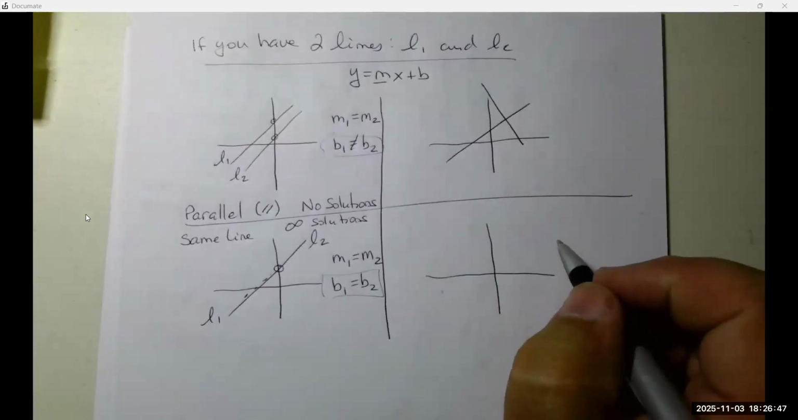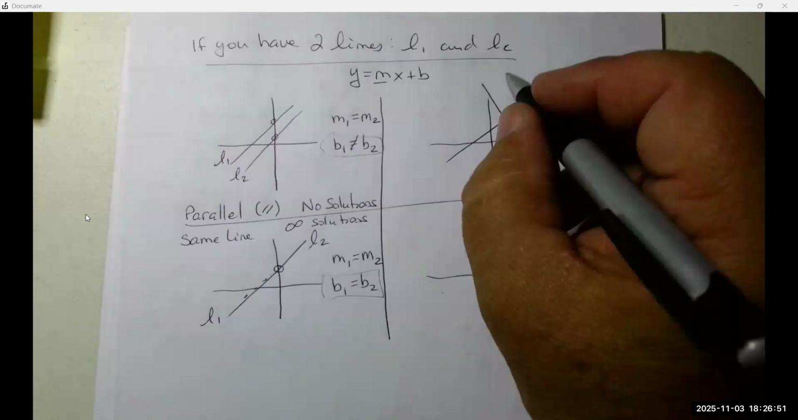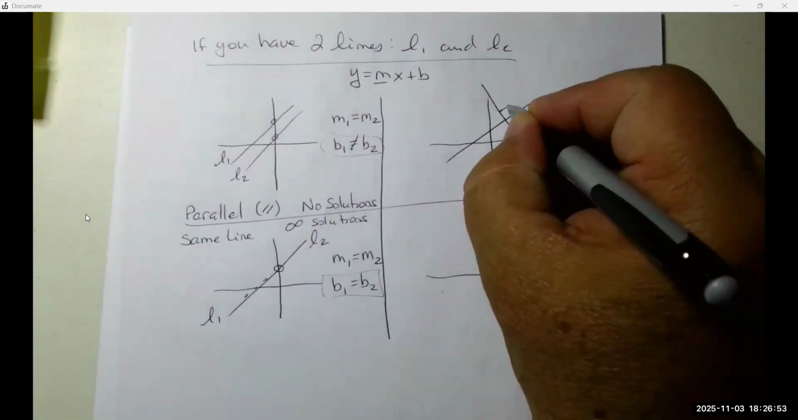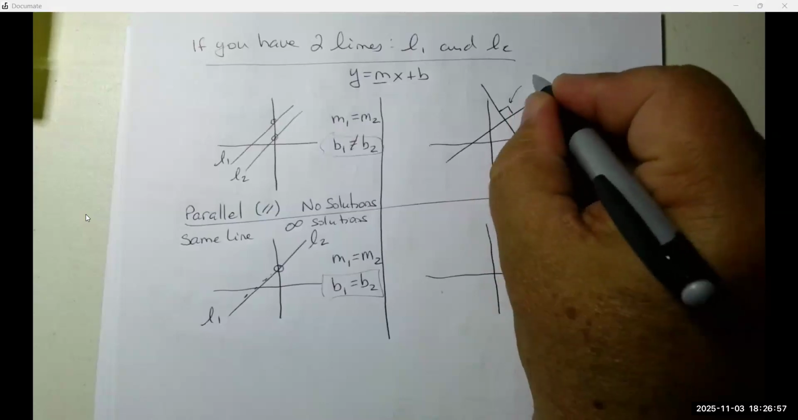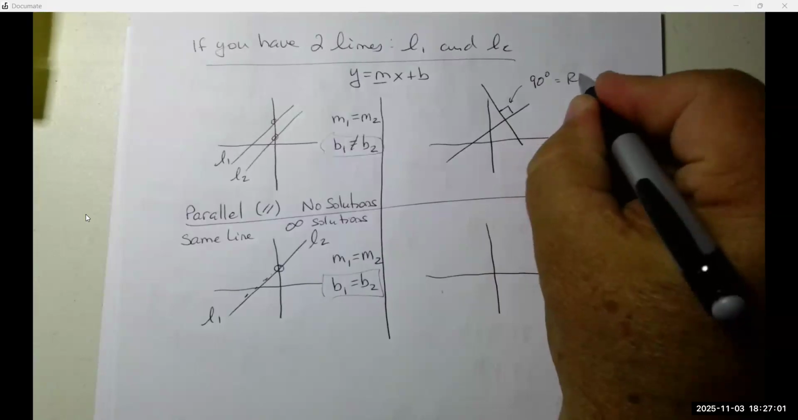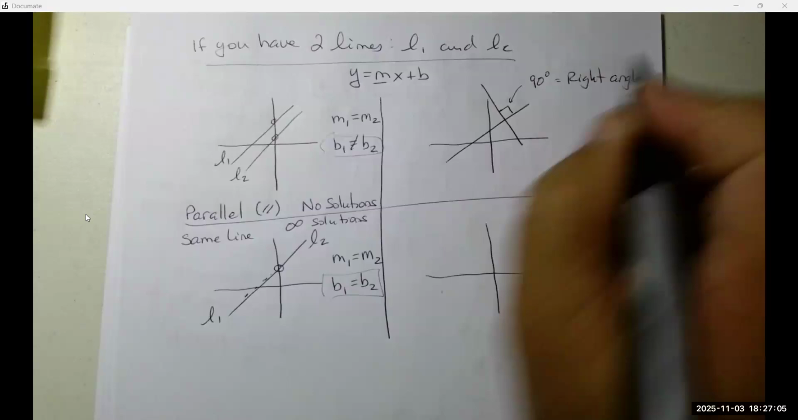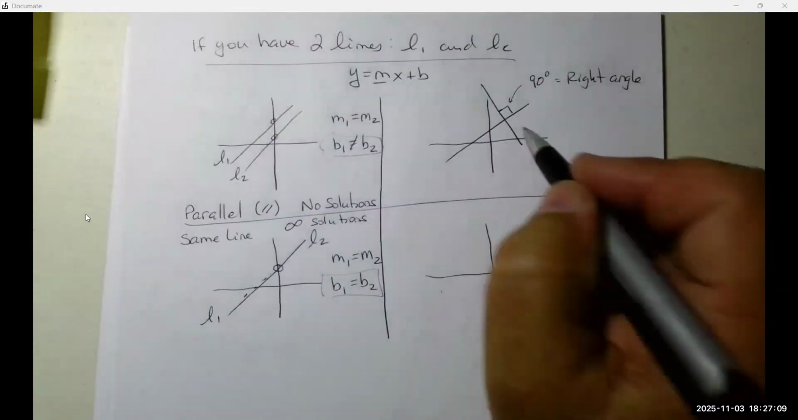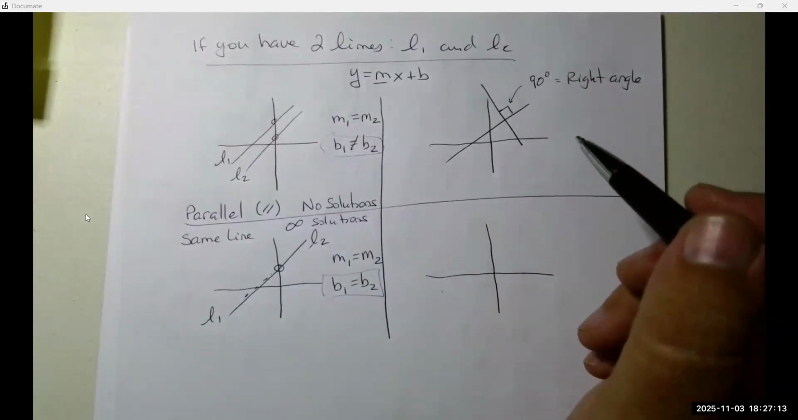Now we're going to look at when the slopes are different. The first one we're going to look at, whenever you see this symbol here, that means it's a 90-degree angle. It's what's called a right angle. Like the corner of a wall. It's at 90-degree angles to each other. The wall to the ceiling, that forms 90 degrees.